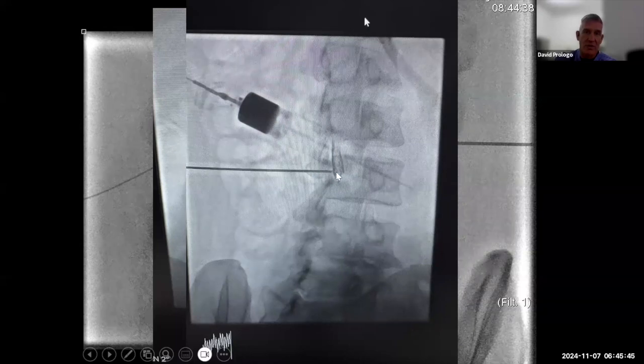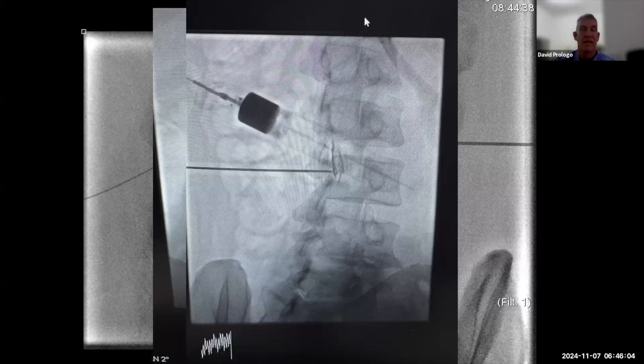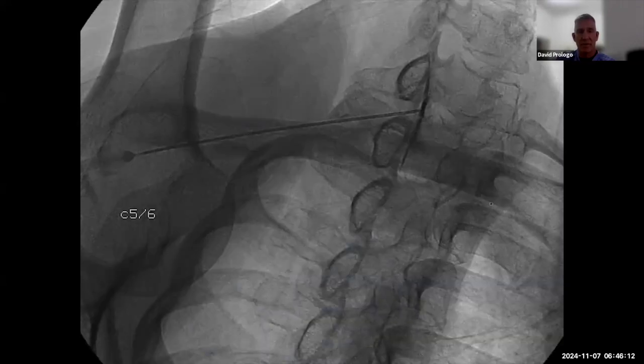So we know, using loss of resistance technique and then injecting contrast, there is some contrast anteriorly here as well. But the important point is that this is the anterior epidural space, and this is the posterior epidural space filled with contrast. And then we follow this with steroid and bupivacaine, but at no time did we violate the thecal sac and inject medication. So I think that this patient is going to do well.